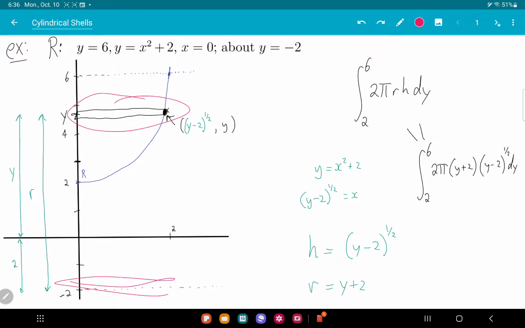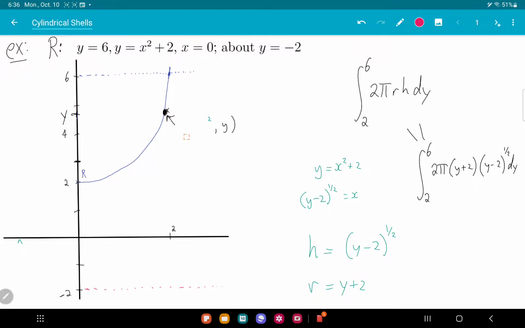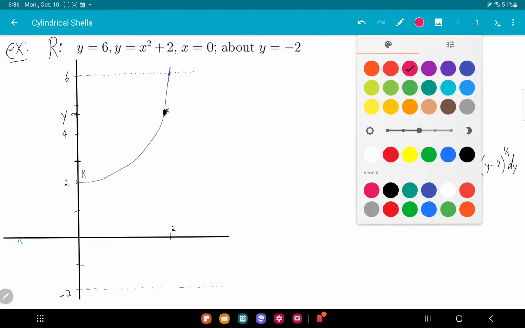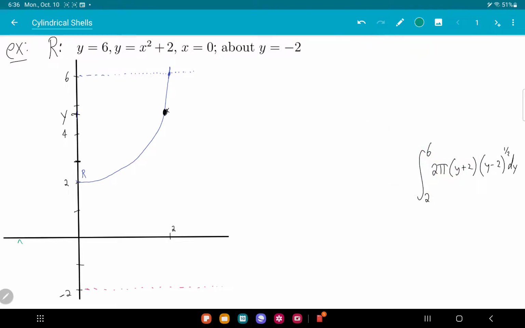Now let's do this whole thing all over again, and let's use washers. See what happens. Maybe I'll leave my final integral. I'll leave this guy over here. Now, washers. I will draw my rectangle vertically this time. Draw it vertically.